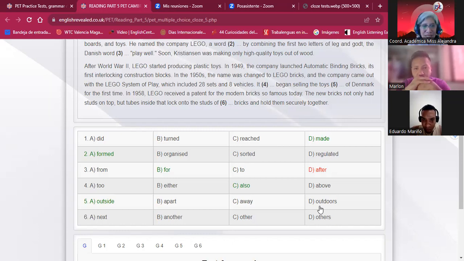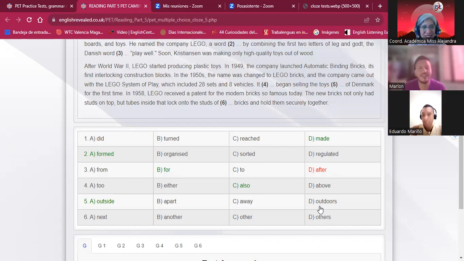And here comes, this is the most difficult word to select in this text. Next, another, other, and others. Which one do you think it is? And do not think Spanish. Marlon? Next bricks, another bricks, other bricks, or others bricks. Others bricks, says Eduardo. Marlon, do you agree with others or do you have a different option?